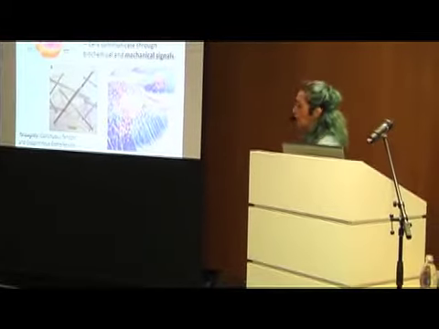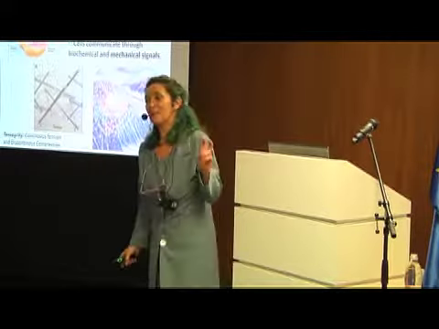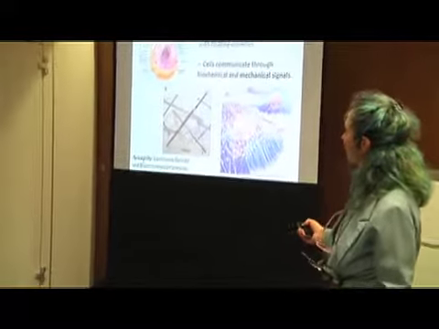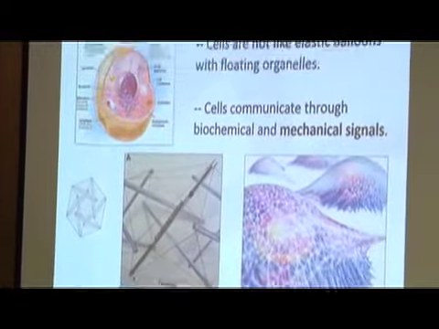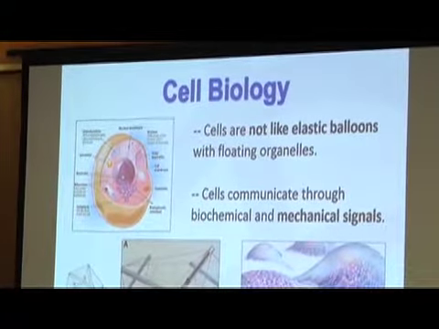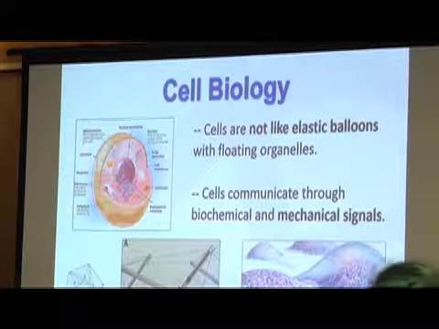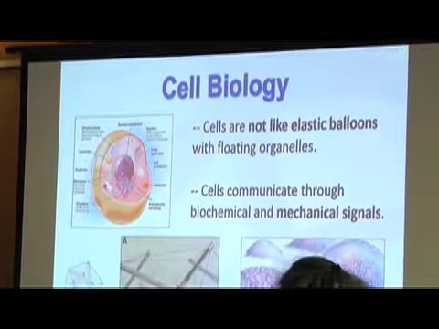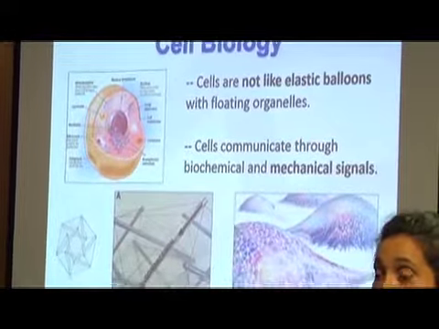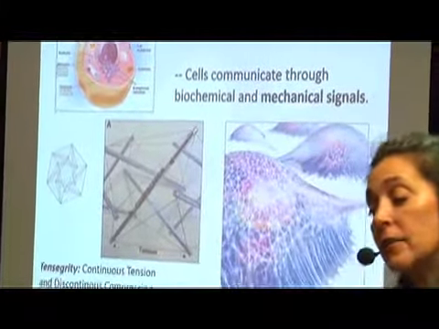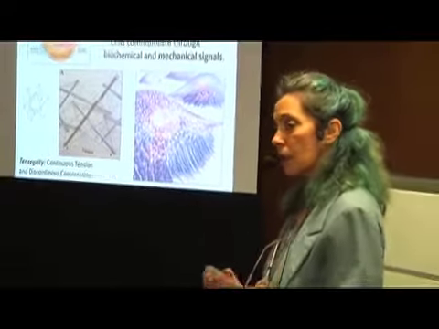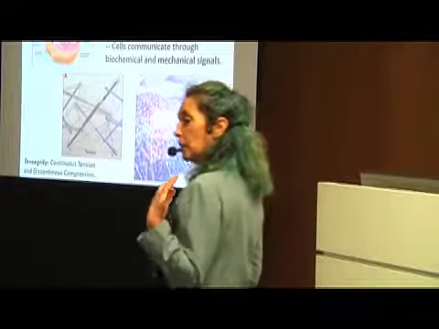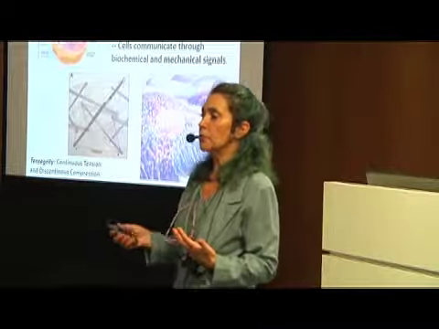So I have two slides of cell biology, which I feel I must give you. Is this your idea of a cell? A little round balloon with things floating inside? This is what they teach us in school, isn't it? This little round balloon. Well, cells are really more like this. They are connected, or the architecture of the cell is based on tensegrity. It is an architectural concept based on continuous tension and discontinuous compression.